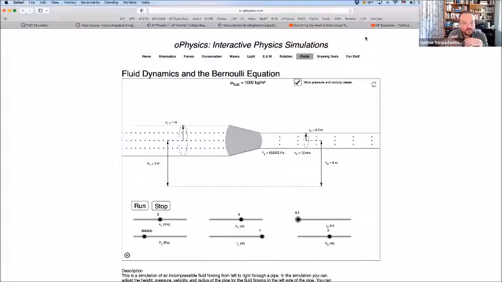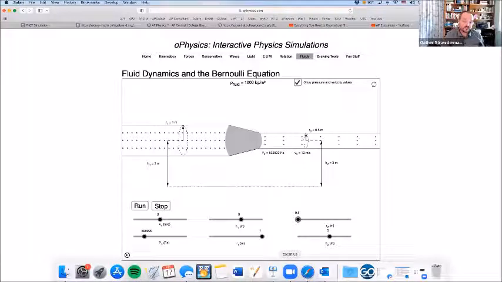Also, if I have water going up or going down, I have a change in gravitational potential energy. And I can't have a change in gravitational potential energy without doing some work. And so I have to have a difference in pressure in order to have a difference in gravitational potential energy, water going up or water going down.